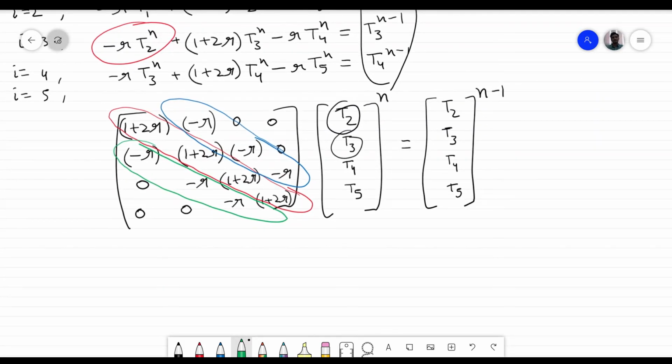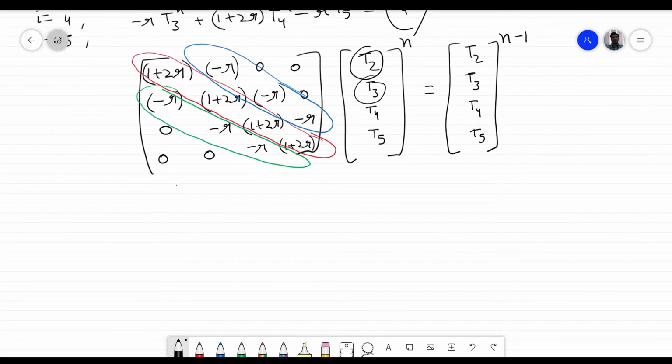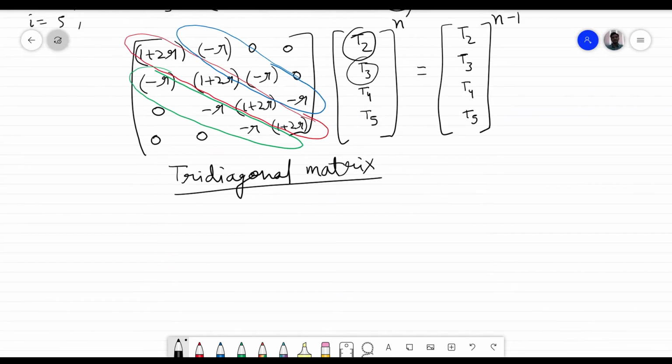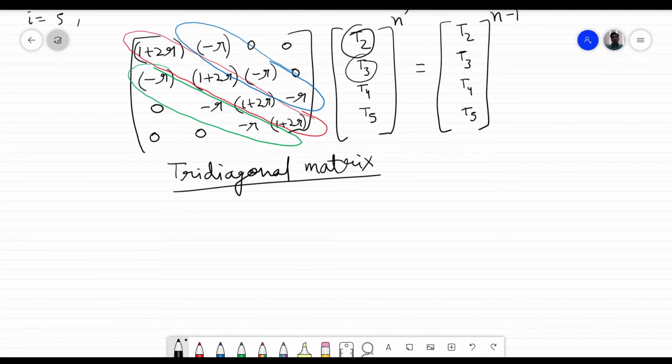This is also known as a tri-diagonal matrix. And the algorithm that we are going to study now, that is known as TDMA, or tri-diagonal matrix algorithm.